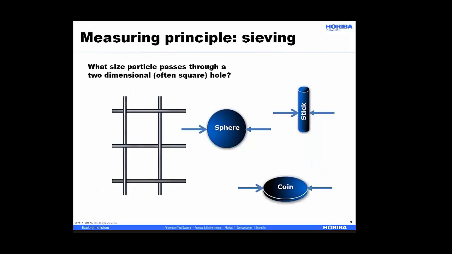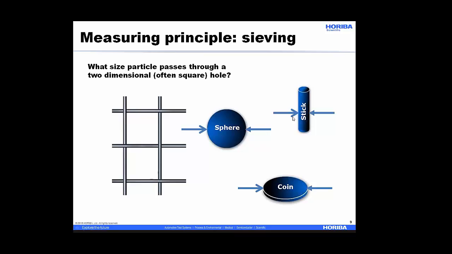So when you think about a particle measurement, you have to ask yourself, what exactly am I measuring? In sieving, you're really asking what size particle passes through a two-dimensional and typically square hole, as shown by the wires on the left. If you're measuring spheres, then you'll see the diameter of the sphere. If you're measuring sticks, or rods, you'll see the diameter of the rod, but you will not see the length.